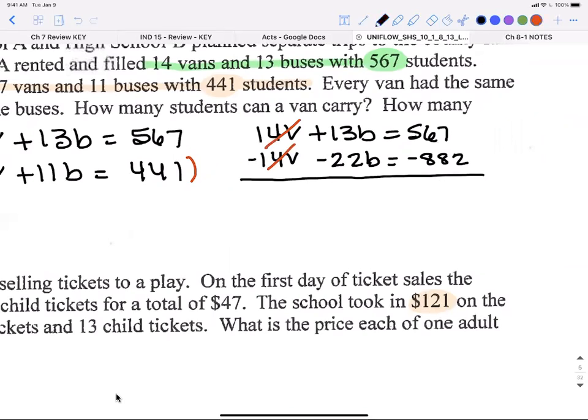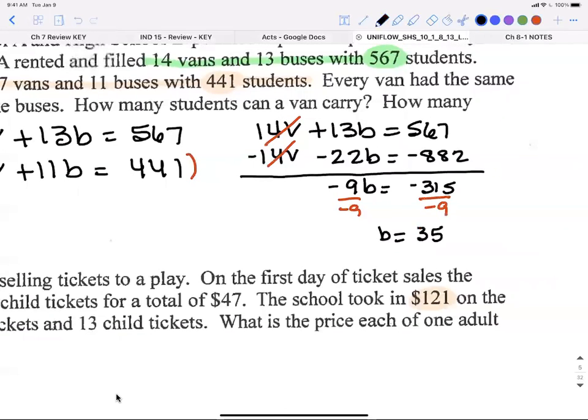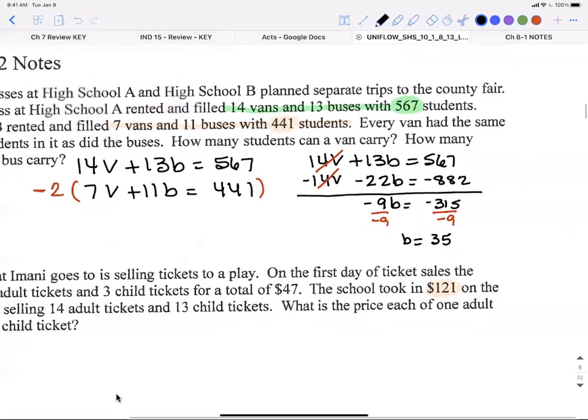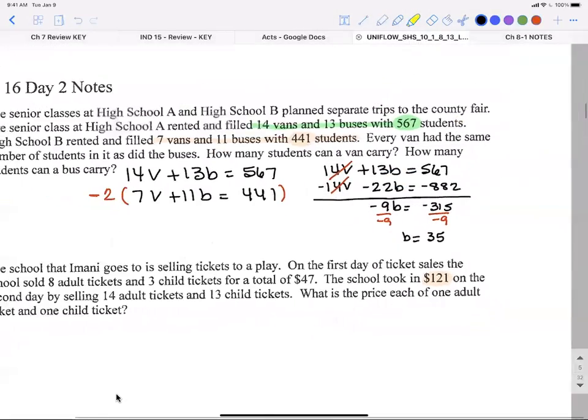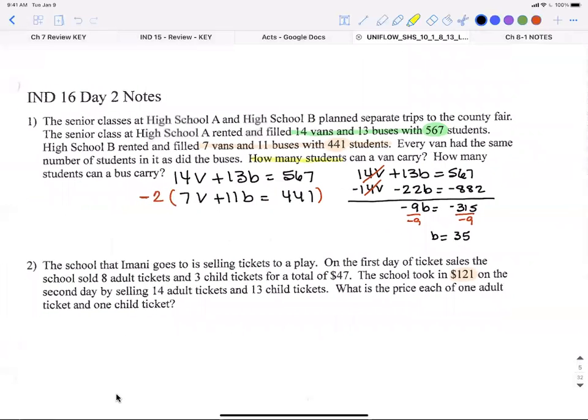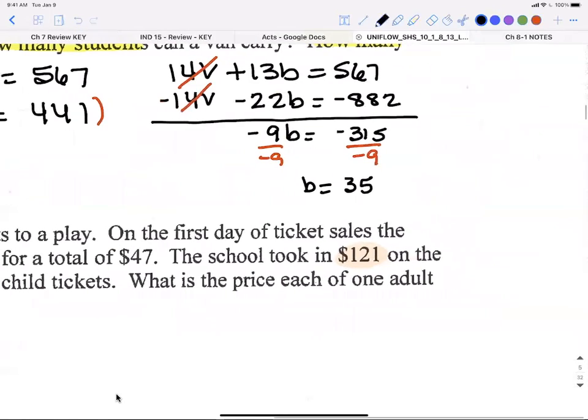13 minus 22 is -9B, and 567 minus 882 is -315. And when I divide by -9, excuse me, on both sides, I get B equals 35. And again, I always go back to my original story problem, and I look at the very last sentence here. How many students, right? So that tells me that my answer is 35 students. Okay.